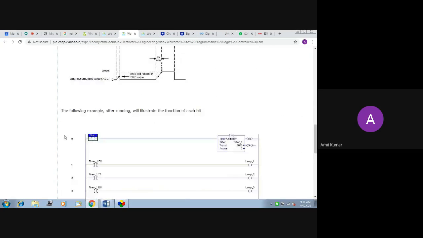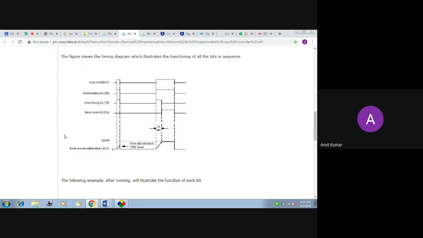So here you can see the operation of a timer. This is the first rung condition. The rung condition is high for this period. The enable bit will be high when the rung condition is true. This is the timing bit. The timing bit will be high when your timer starts. The timer runs for a period, then the rung condition goes low, so the timing bit will go low, because it will be high only when enable is high and your timer is running. Again, the timing bit will be high when the rung condition becomes true. Now it has completed the timing operation.